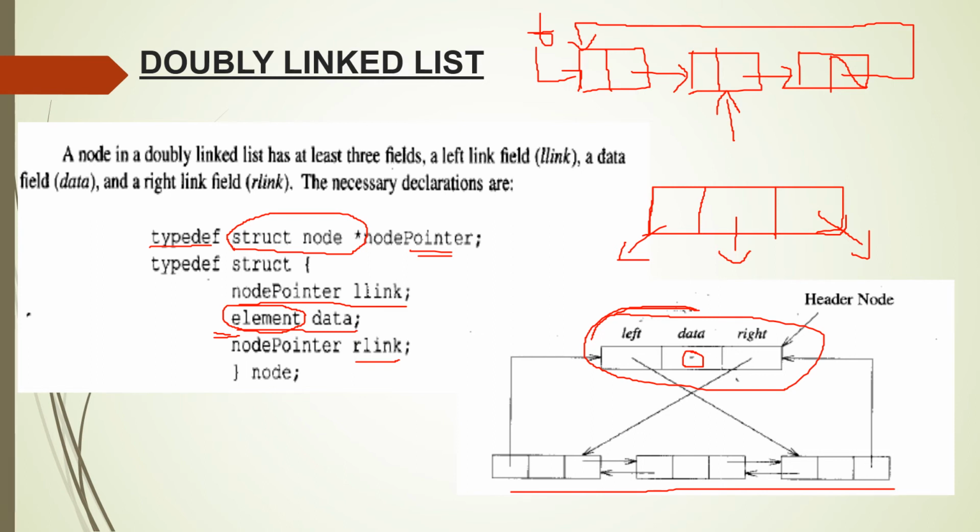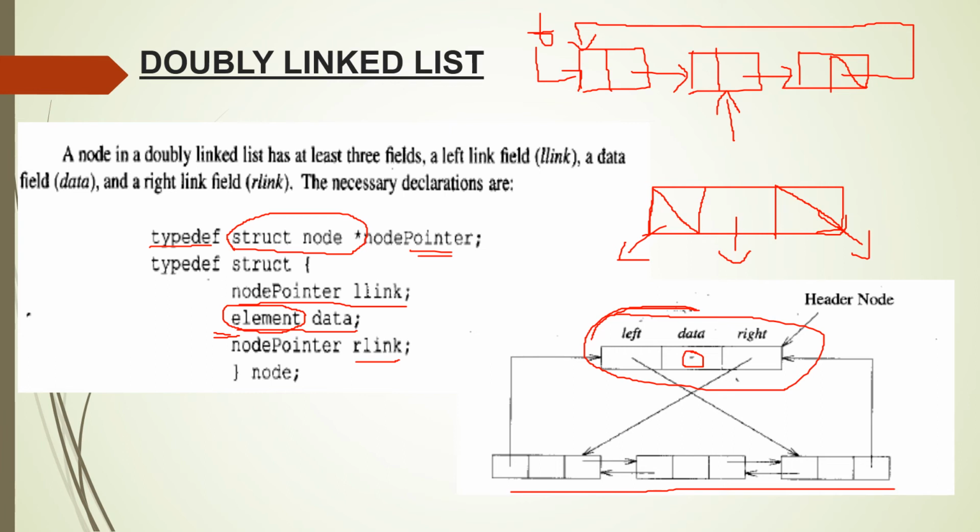The left link field of the first node holds the address of the header node. In the same way, the right link field of the last node holds the address of the header node, if the double linked list has a header node. Suppose the double linked list is without a header node, then the left link field of the first node and the right link field of the last node hold the value null.